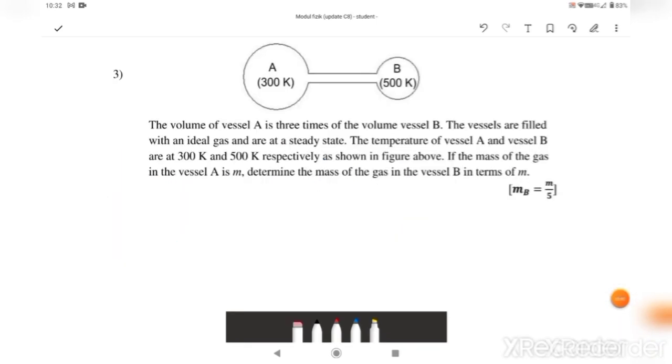Okay, proceed to the last question, question number 3. We have the volume of vessel A is 3 times the volume of vessel B. The vessels are filled with an ideal gas and are at steady state. The temperatures of vessel A and B are 300 Kelvin and 500 Kelvin. If the mass of the gas in vessel A is M, determine the mass of the gas in vessel B in terms of M.